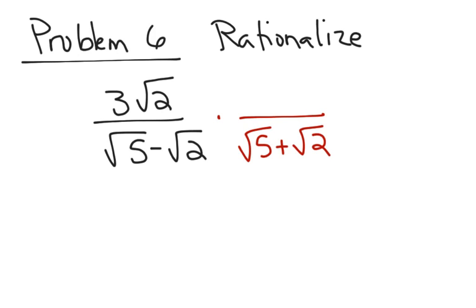Well, the conjugate of the square root of 5 minus the square root of 2 is the square root of 5 plus the square root of 2. Remember, you're going to multiply both the numerator and denominator by the same thing because that fraction is equal to 1. So what you're doing is multiplying by 1, which really doesn't change the problem. It may look different, but it's not different.